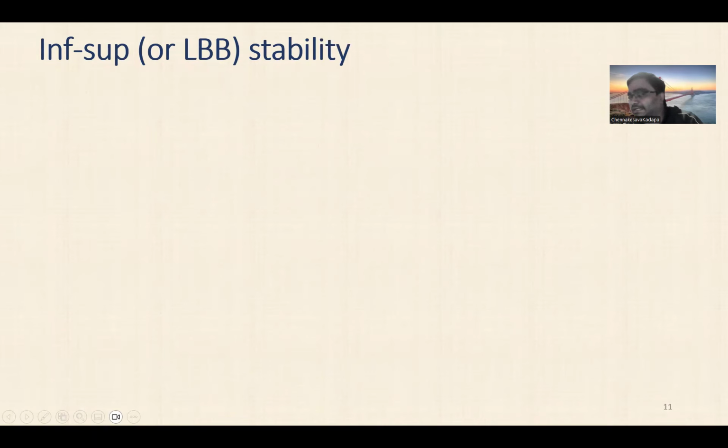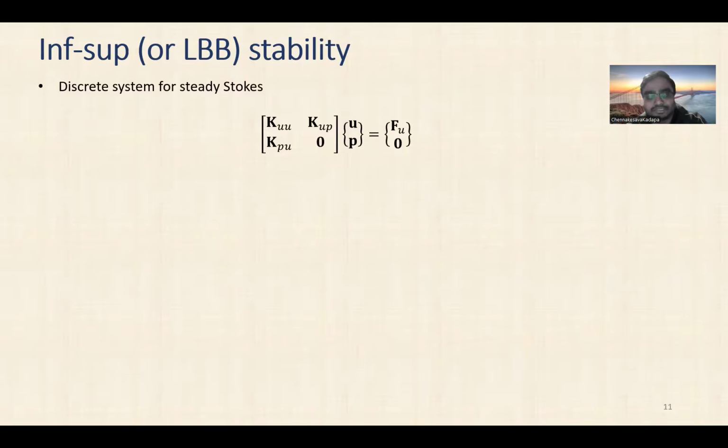In order to understand why we get these oscillations, there is a lot of math behind this, and it's scary math, I'm going to be honest. But we don't need to know all that scary math to understand these oscillations and get rid of them. First, we need to know what this inf-sup or LBB stability is. So our discrete system for steady Stokes, this is our matrix system, where K_pp is 0.